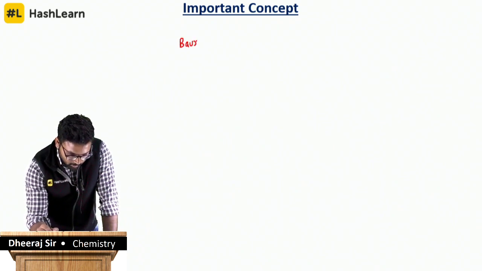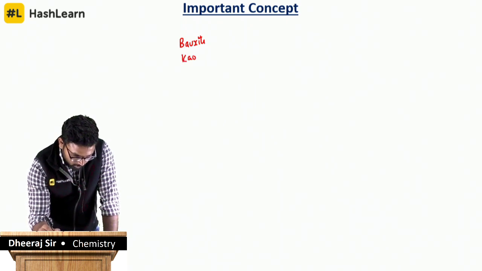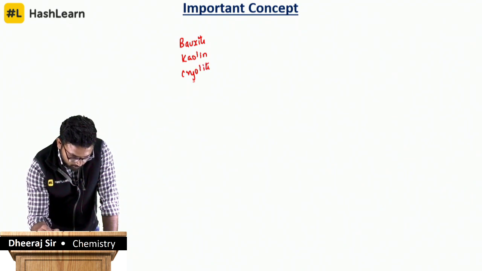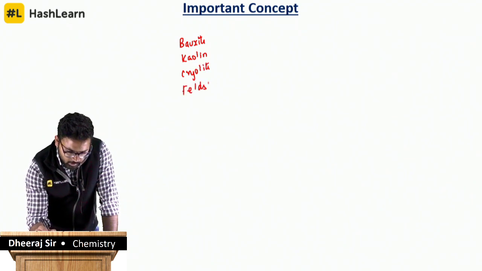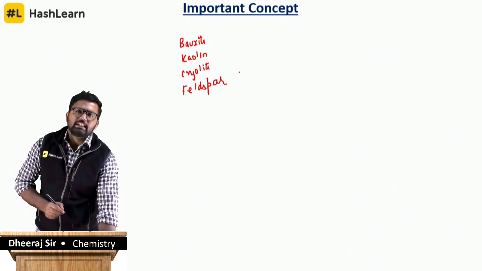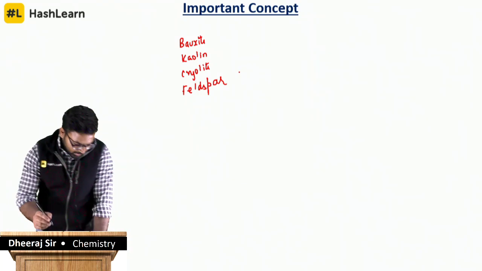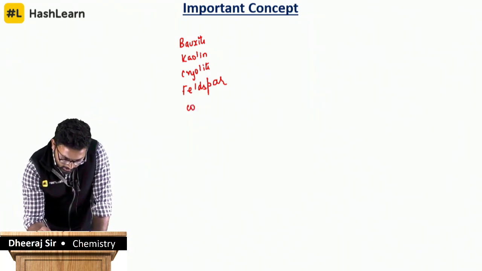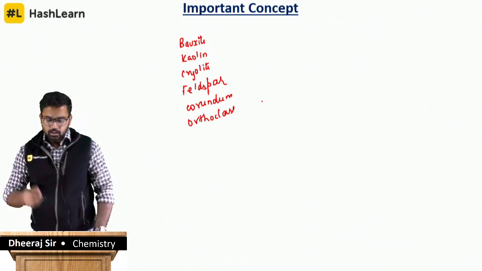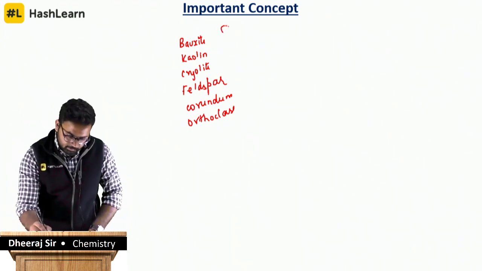I can have bauxite, or I can have kaolin, or cryolite, feldspar. I'm not going to give you the chemical composition of all of these, because the chemical composition of all of these is looked at, guys. So we're not going to need all of that. There can be corundum, or there can be orthoclase. So these are some of the common ores of aluminium that I have.